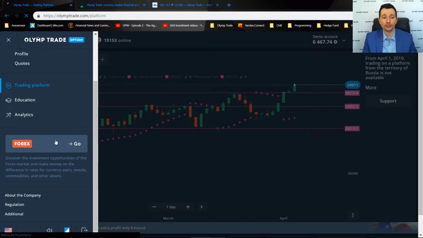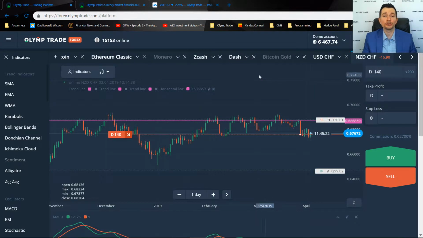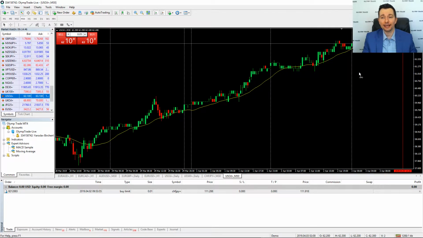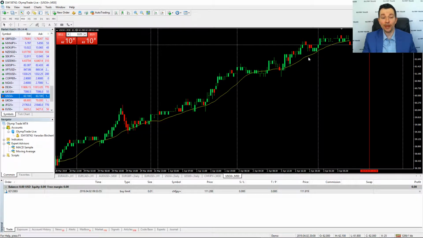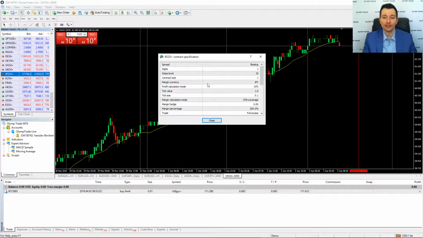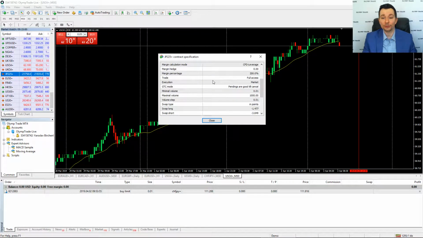If you go here and on the Forex platform, you obviously have a multiplier, and that is your leverage. And same thing with the MetaTrader platform. Automatically you have a 1 to 400 leverage on all of these instruments. So if you want to trade the Nikkei 225, then you have that full amount of 400 to 1.